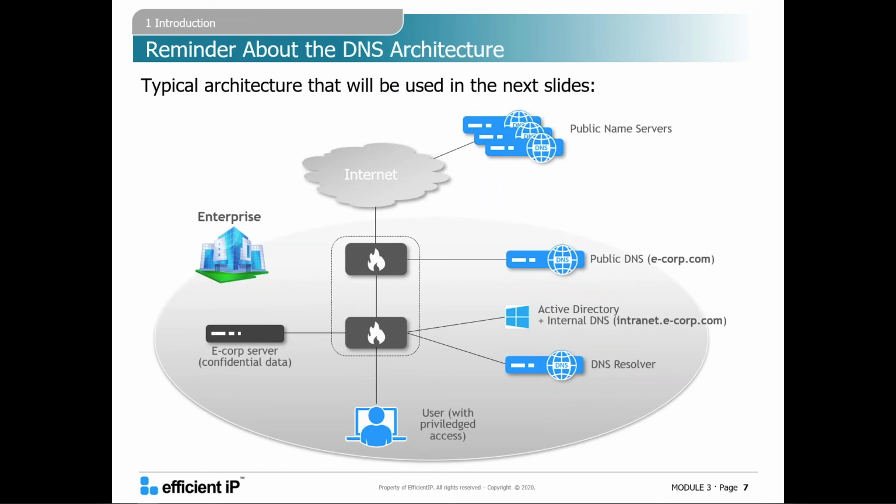The typical architecture will be used in the next slide. This is a best practice architecture. A user with privileged access has the Active Directory plus internal DNS. You have the DNS resolver in there. Public DNS is the public-facing DNS for this company, eCorp. And then there are also the public name servers or the root servers hosting the name servers for the zones. We also have an eCorp server on the left, which has the confidential data in there.